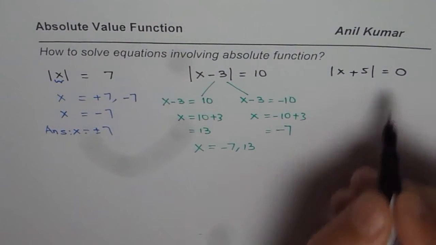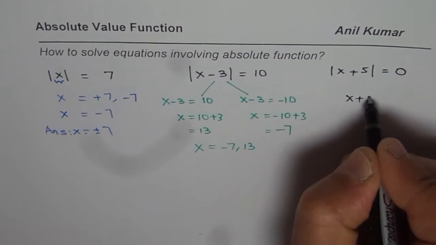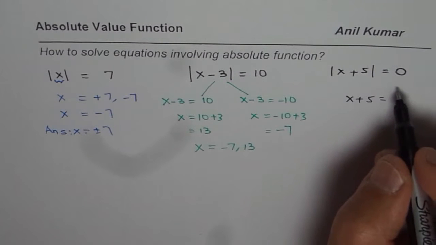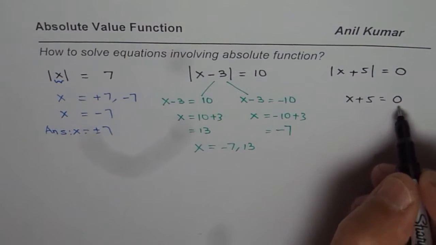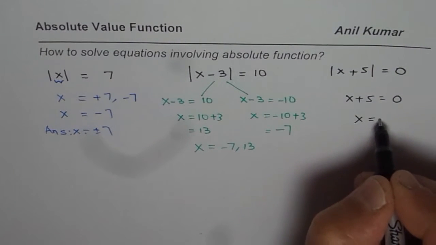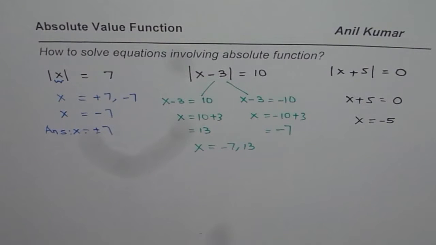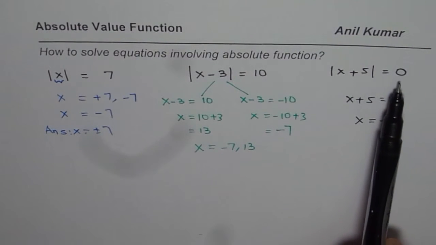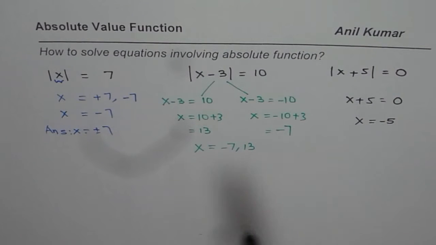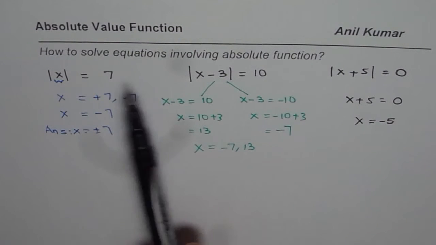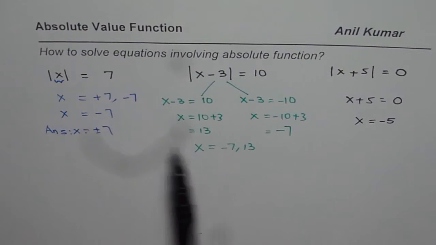Now, the absolute value of x plus 5 equals 0. That means x plus 5 equals 0. I mean, 0 does not have a sign, right? So here we'll get only one solution. x plus 5 could only be 0. So that gives you a solution as x equals minus 5, correct? So we have one solution in this particular case. So what do we see in these cases? If it is equal to 0, since 0 is taken as positive, we do not have negative 0, so we have one solution. But if the absolute value of any function is positive, then we expect two solutions when solving an equation, right?